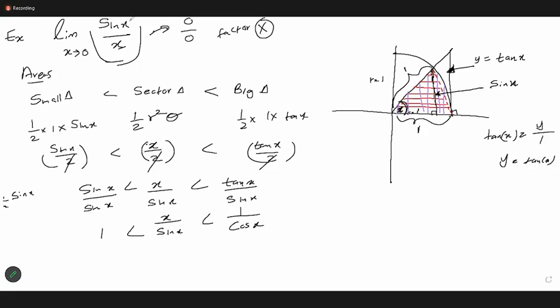Our target is, we need to find this term, sin x over x. But here, we have x over sin x. So what can we do? We need to change the position. So we need to take what we call the reciprocal, right? Of each one.